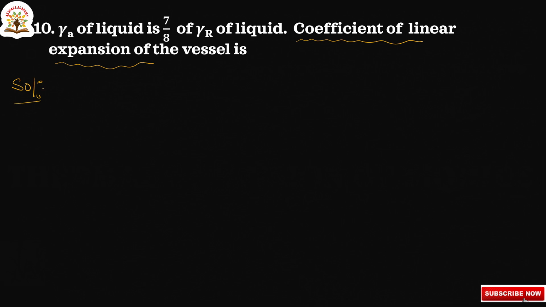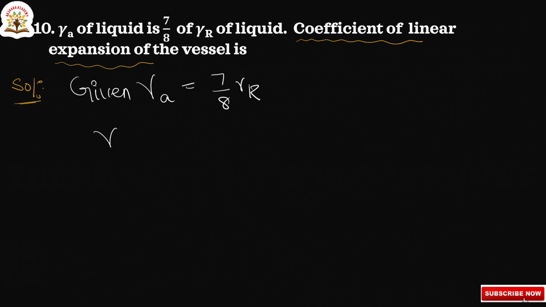In this question, gamma A of a liquid is 7 by 8 of gamma R of liquid. Coefficient of linear expansion of vessel is. Here we have to calculate the coefficient of linear expansion of the vessel. Now let us go to the solution. Given gamma A is equal to 7 by 8 gamma R.